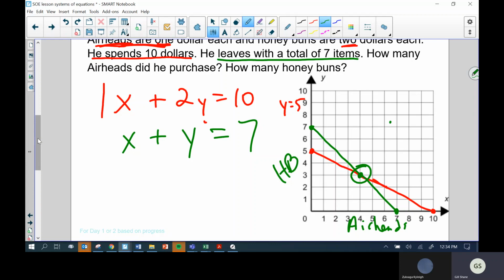Hello. All right, so here's your order of things. Write this down. Step 1, even if it's done for you, it's not a bad idea: define the variables.